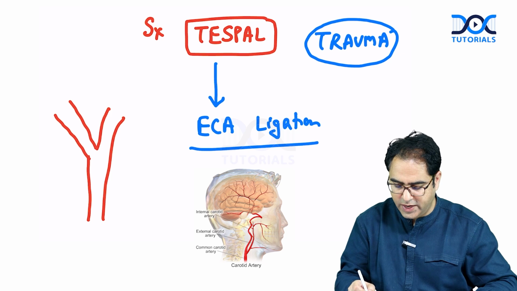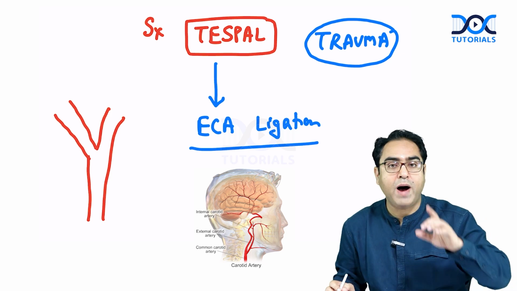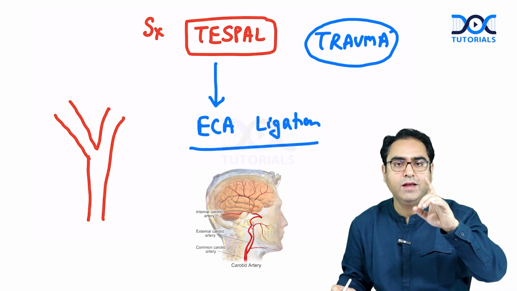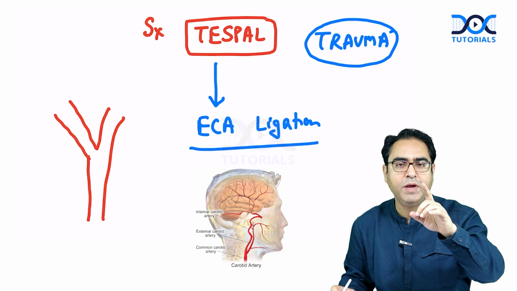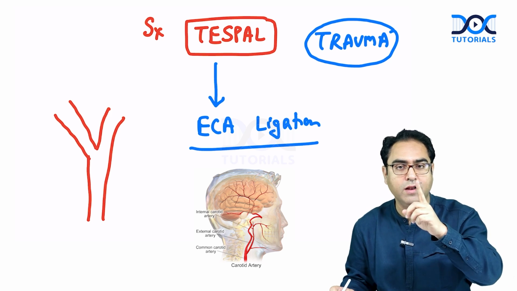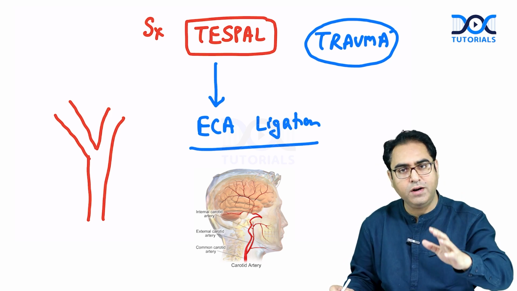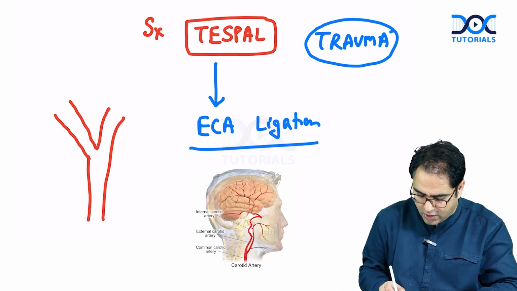ECA and ICA. Okay, fine. My dear friend, by mistake, if you tie the ICA, the patient will die immediately and you will go to jail. So the neck is open, common carotid artery is exposed.